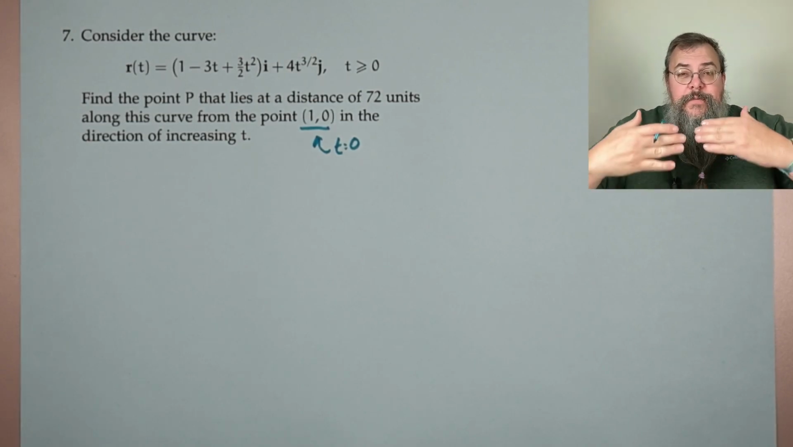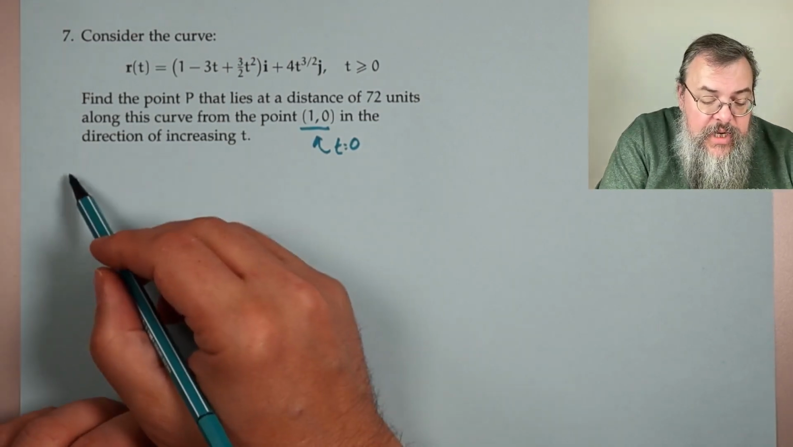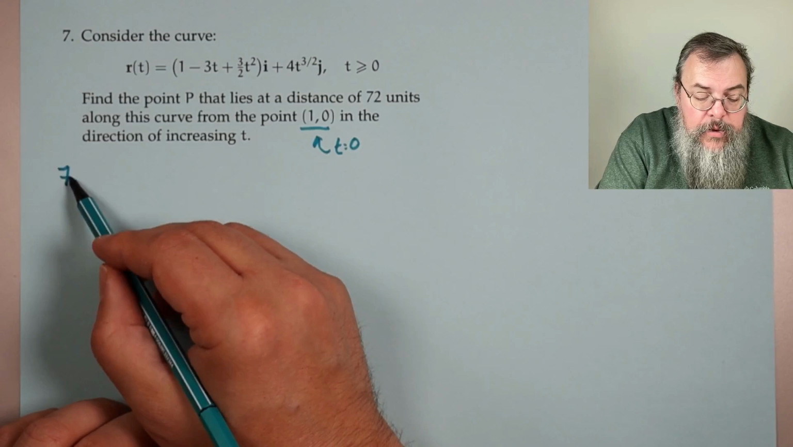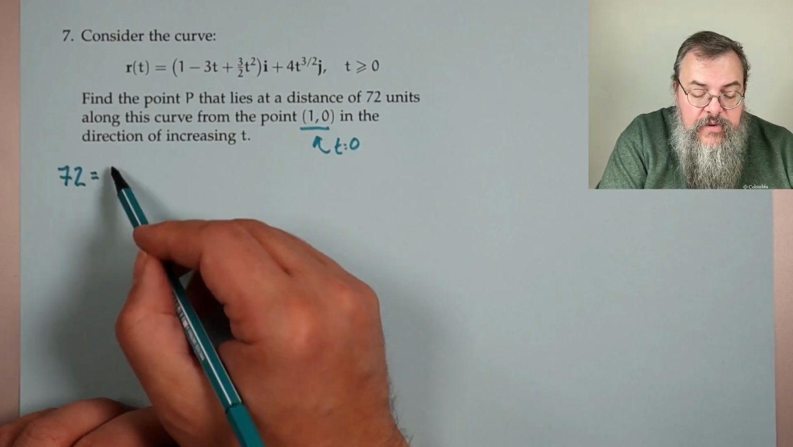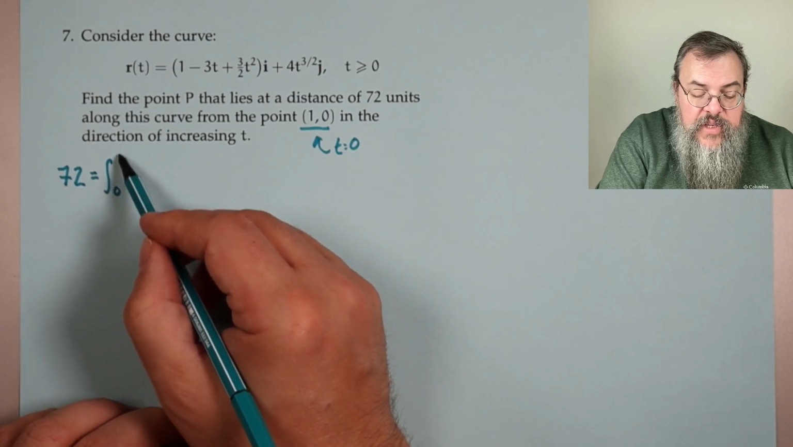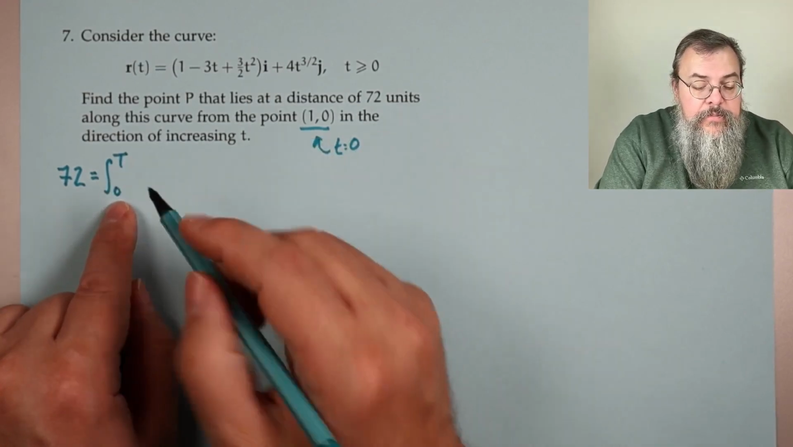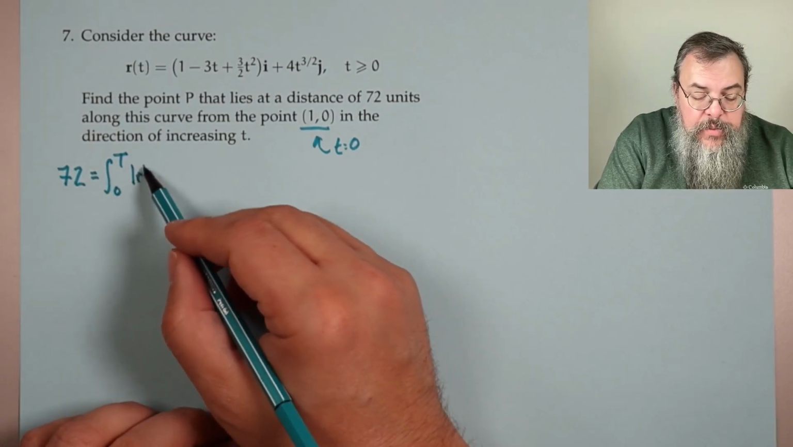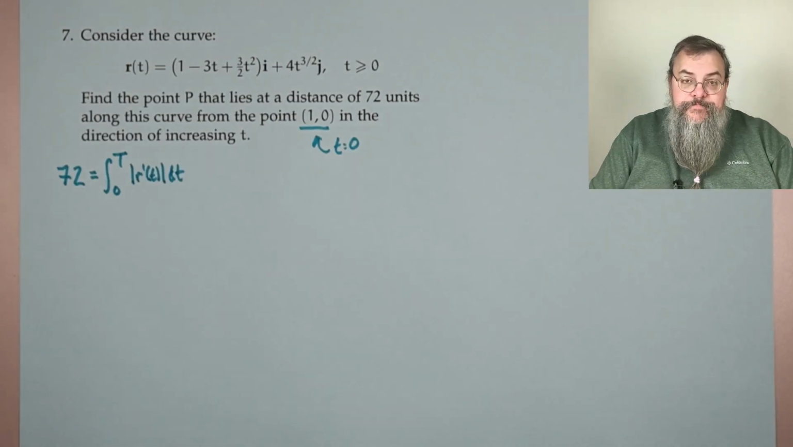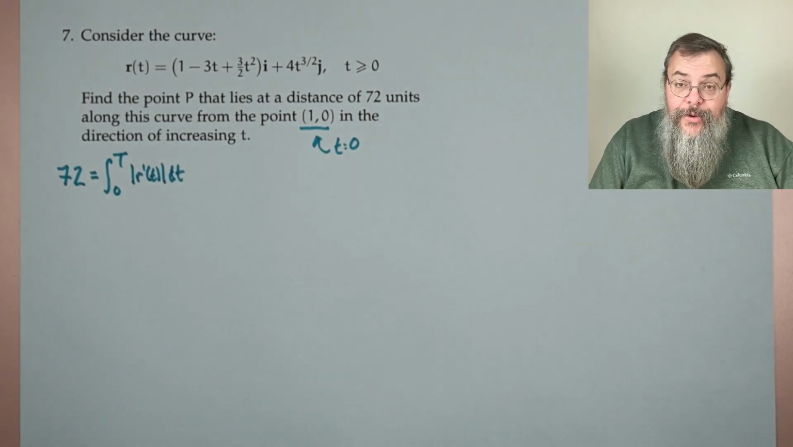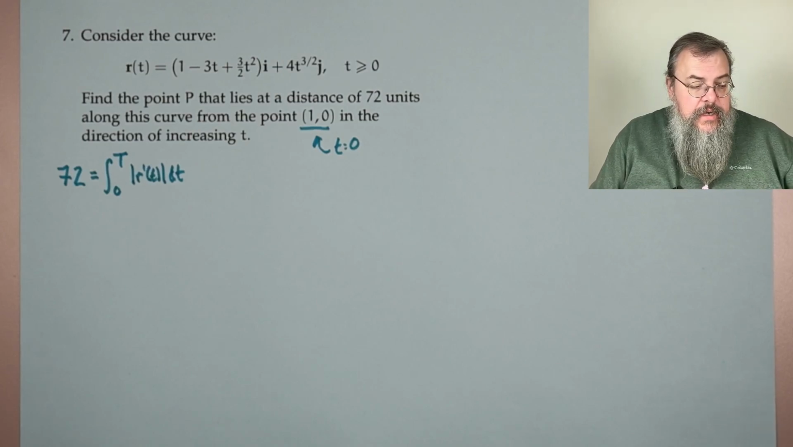Well, instead of focusing on finding the point, let's find the time. So an intermediate step says, at what time t, we'll call it capital T, have we traveled 72? So 72 equals the integral from 0 to capital T, and why 0? Because that's where we start, of the magnitude of r prime of t dt. All right, so that's our goal.